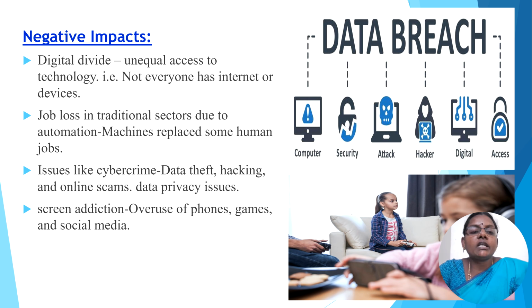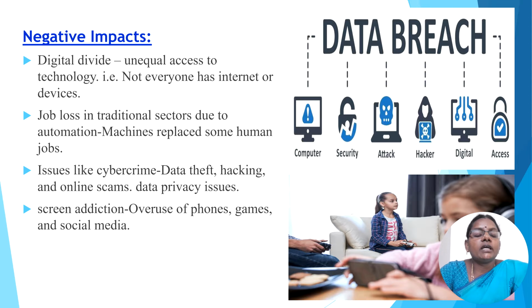Next, we move on to the negative impacts of the digital revolution. The first one is the digital divide. When we talk about the digital divide, we can say that there is unequal access to technology because everyone does not have proper internet connectivity at their places, and also they do not have the availability of smartphones and laptops, etc. Next is job loss in traditional sectors. This is basically due to automation, and we know that machines have replaced human jobs. Next is issues like cyber crimes. There are a lot of data privacy issues due to data theft, hacking, and online scams.